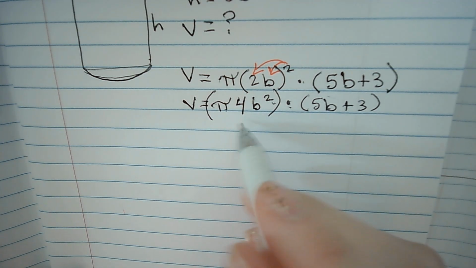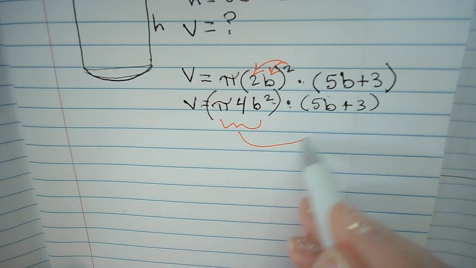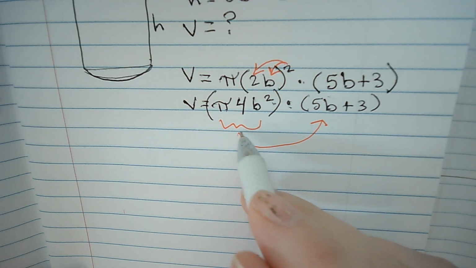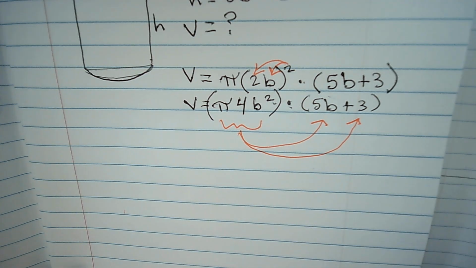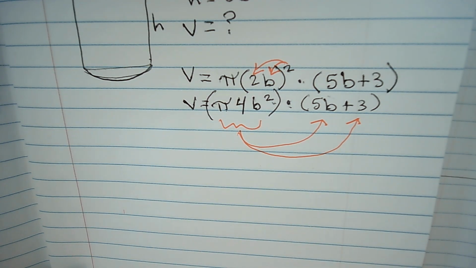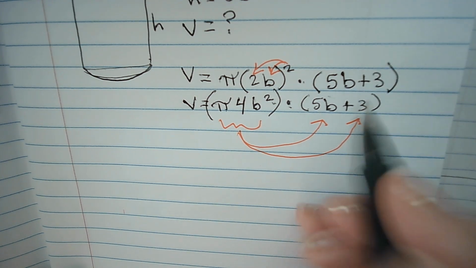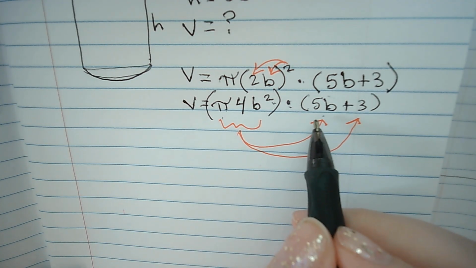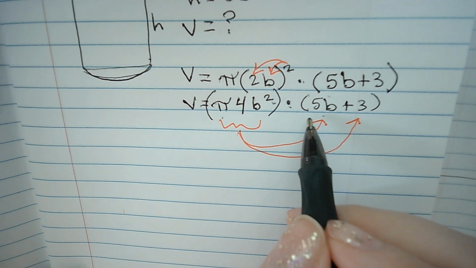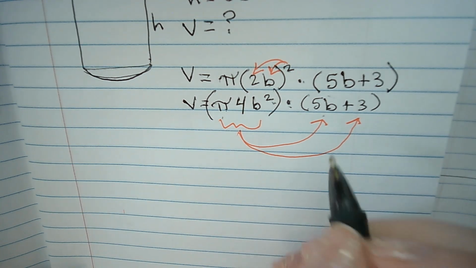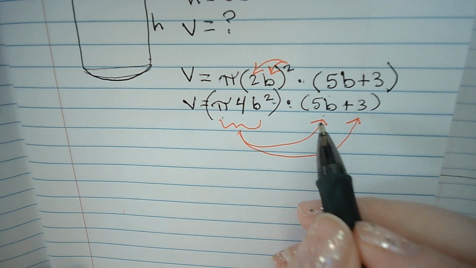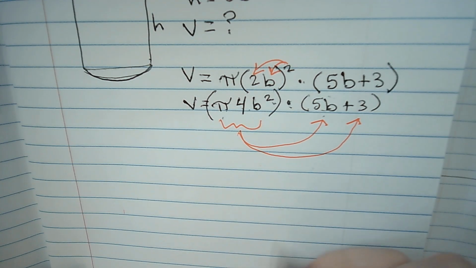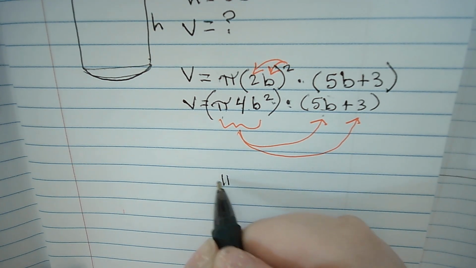I'm going to go down. So this whole thing times 5b, and then plus this whole thing times 3. So let's write that down here. So we have 5b times pi becomes nothing, because there's nothing that we can combine. So we have a number and a number. So 5 and 4 is 20. We're multiplying, right? I'm going to keep pi here for a second.